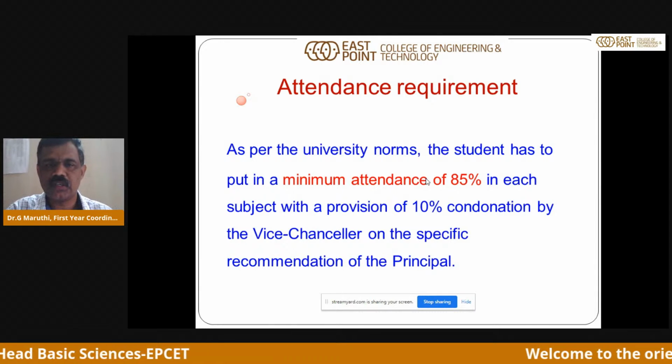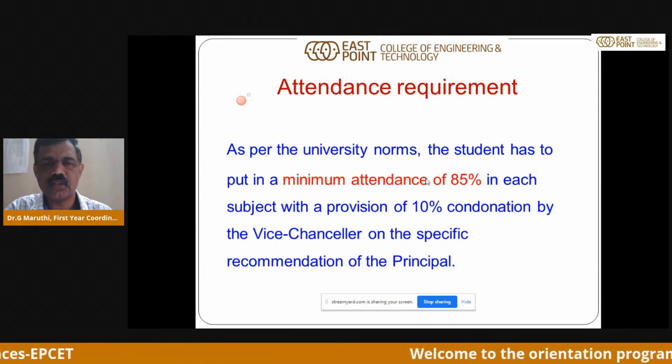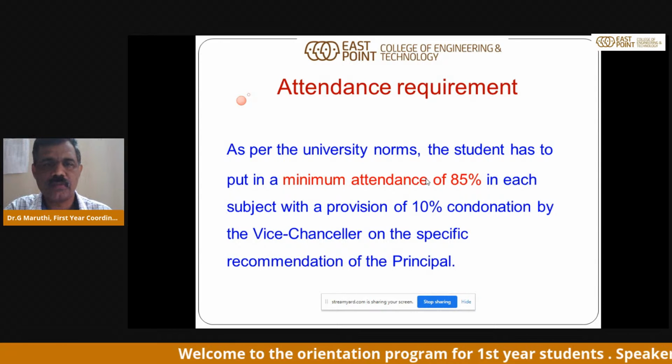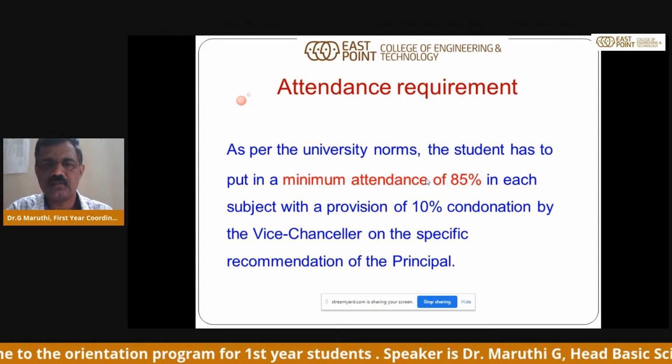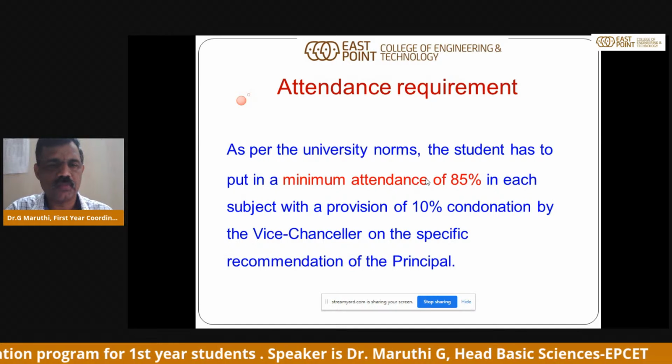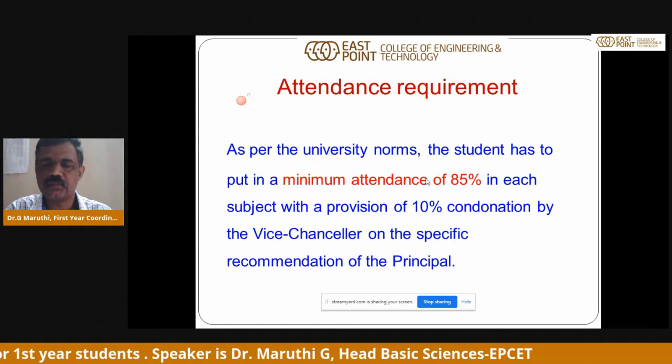And this is utmost important. That's why I am putting this slide in the beginning itself. Attendance requirement. As per the university norms, the students have to put in a minimum attendance of 85% in each subject with a provision of 10% condonation by the Vice Chancellor on the specific recommendation of the principal.